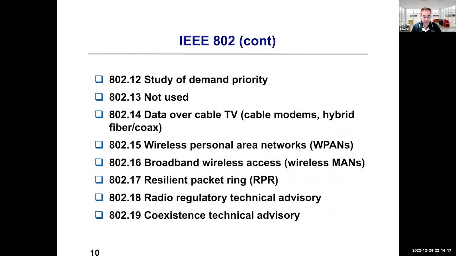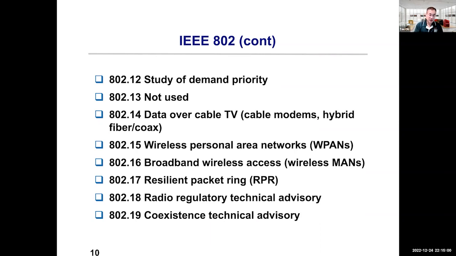802.12, 13. 802.15 is the wireless personal area network, that's for Bluetooth and such. There's broadband 802.16, which is what they call WiMAX. And 802.17 is the resilient packet ring, 802.18 is the radio regulatory technical advisory group, and 802.19 is the coexistence technical advisory group as well. So those are the different standards from the IEEE for local area networks. There are other extensions that I have not mentioned here.